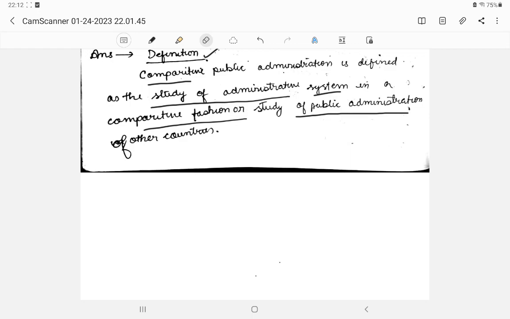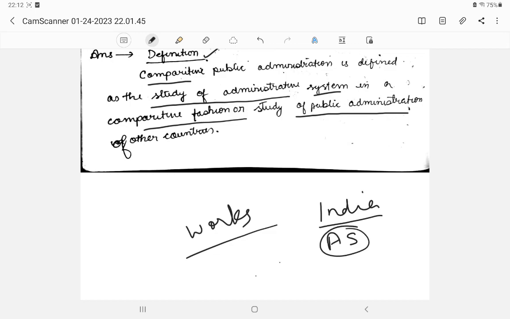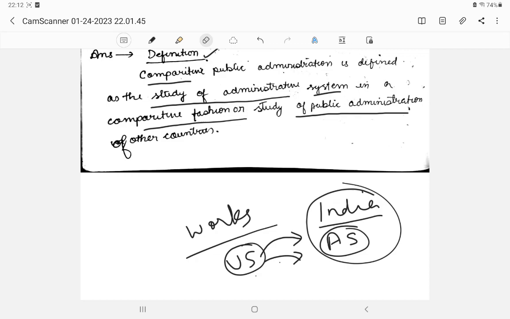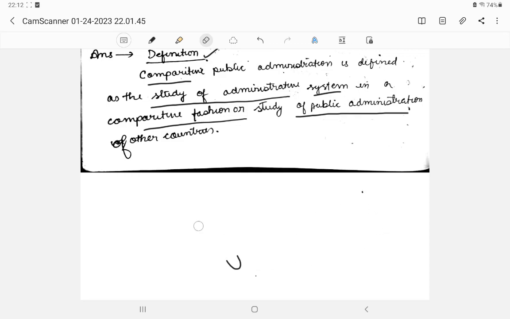When we compare and study what works and what doesn't, we get a better idea and also know what is lacking in our administrative system. For example, if India lacks a certain administrative system, we can take the example of the United States and include it in our system. So this study of administration is also known as comparative public administration.